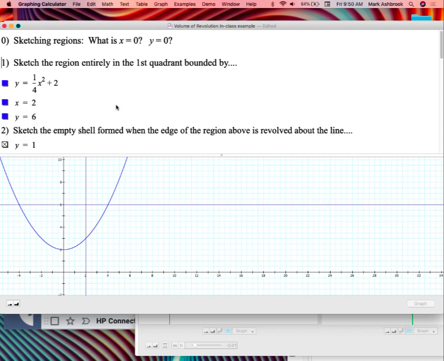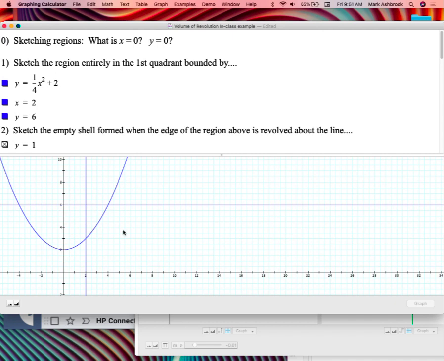Did you get that for the curves? Yeah. So now there's all kinds of regions there that this could be, but there's only one that's entirely in the first quadrant and bounded by only those three. Is it this? Is it this? Is it this? Is it this? It's this. Is that what you got? This is the region right here.